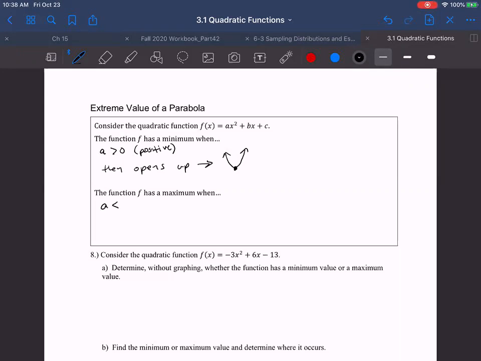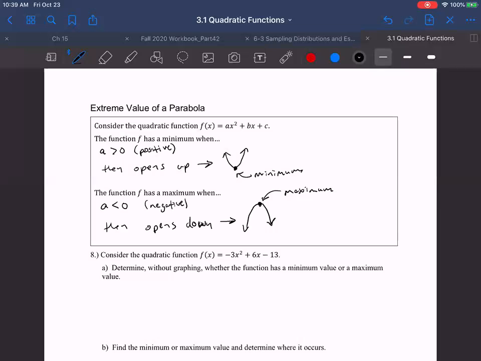Conversely, if A is less than 0, in other words, A is a negative number, then our function opens down and our graph is shaped like this. And instead of having a minimum, this is actually the highest point. So on this one up here, this is a minimum of the graph. On this one down here, when it opens down, it's a maximum of the graph. So we have a maximum or a minimum depending on whether it opens up or opens down.